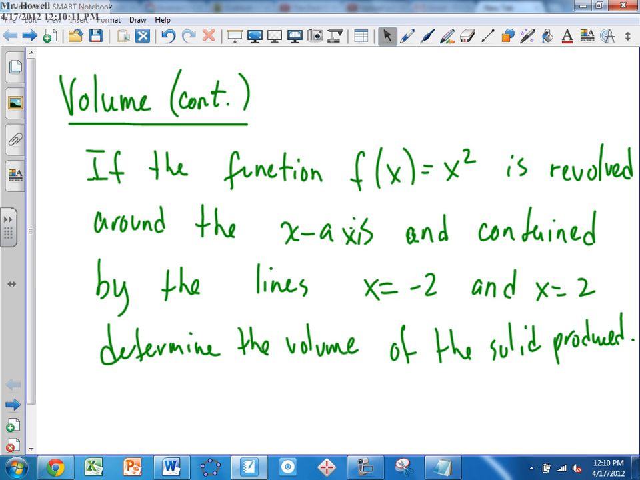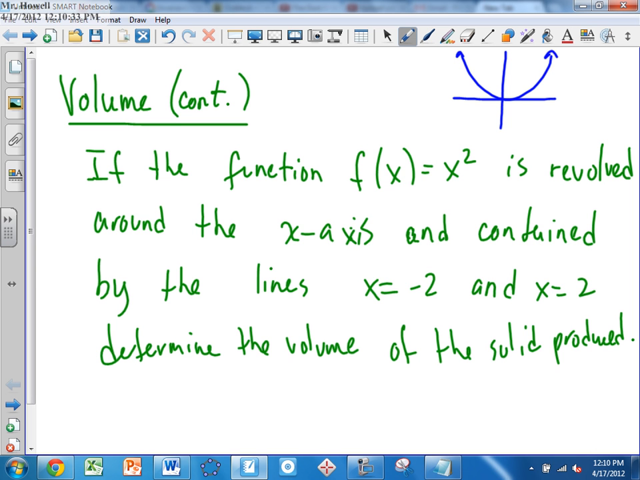The function f of x equals x squared is revolved around the x-axis and contained by the lines x equals -2 and x equals 2. Determine the volume of the solid produced. So what's the first thing we said yesterday that we should be doing right away? Good. Think about graphing it. Absolutely. So start by doing it this way in your head.